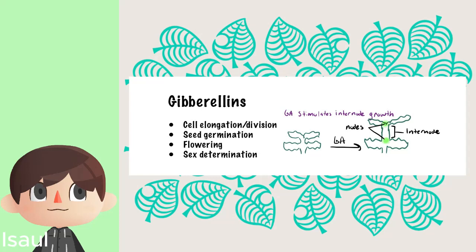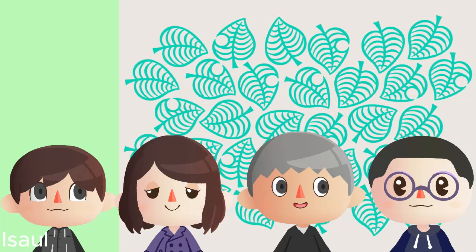And the last hormone I want to mention are gibberellins. Gibberellins promote cell elongation and division, as well as seed germination, flowering, and sex determination. Wow, I feel like a plant biologist already. Thanks, instructors, for this knowledge. Now, back to our conversation about meristematic tissue.